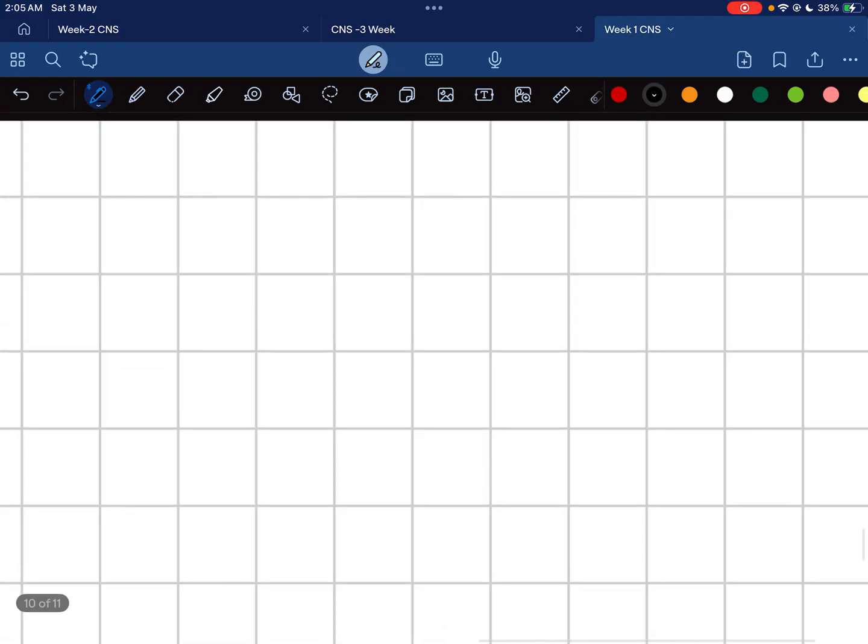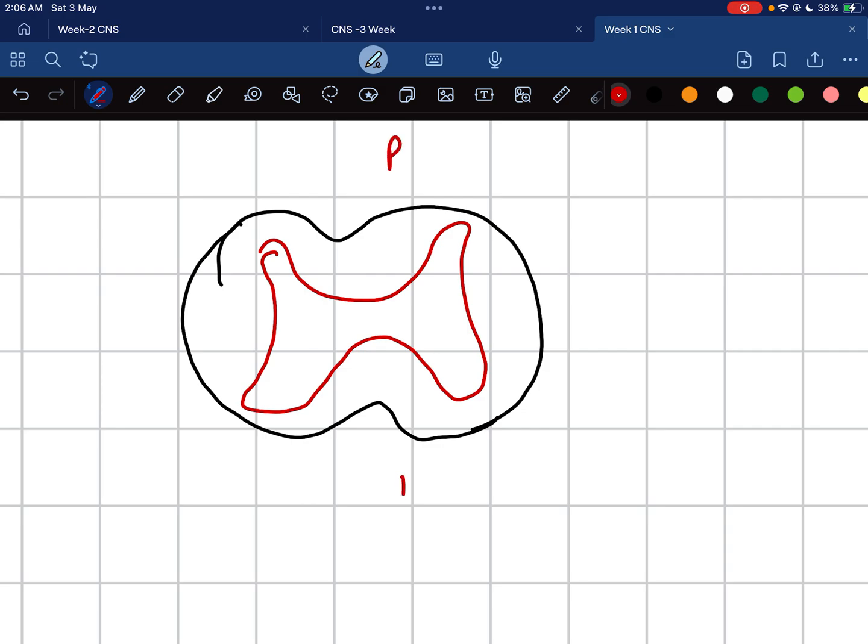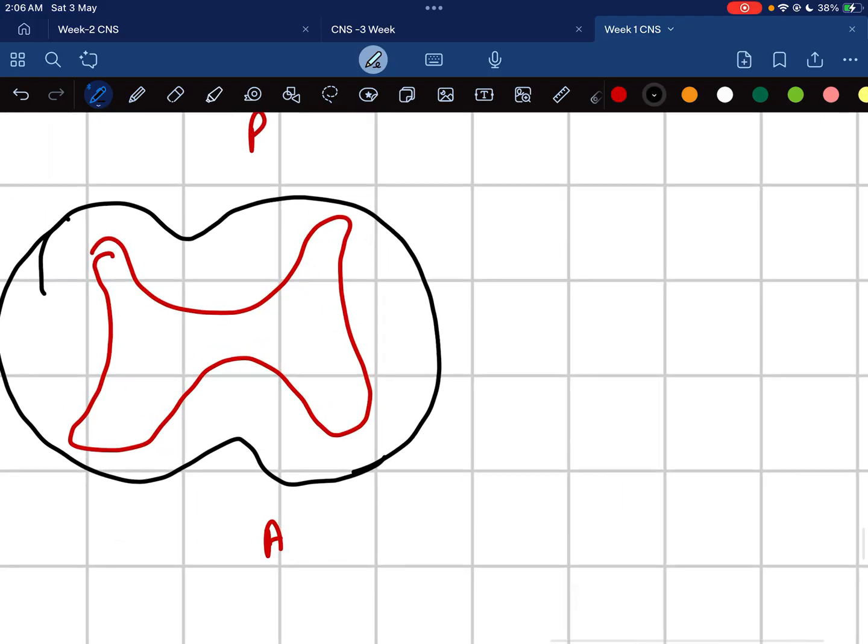If we draw the image, this is a rough diagram of a spinal cord in transverse section. This is anterior, this is posterior. In the posterior region we divide it into portions. These are the fasciculus gracilis, and these are the fasciculus cuneatus.